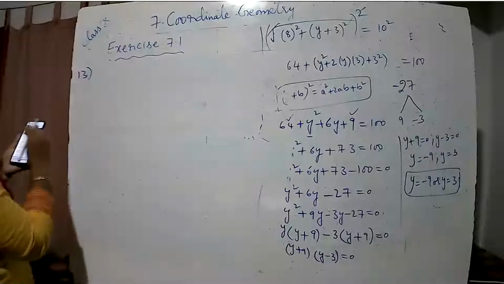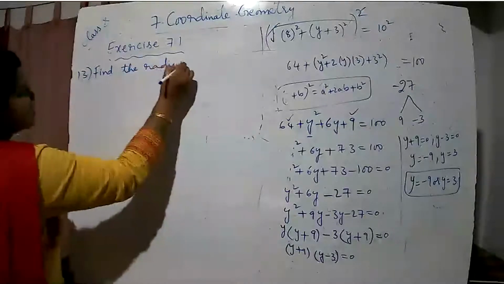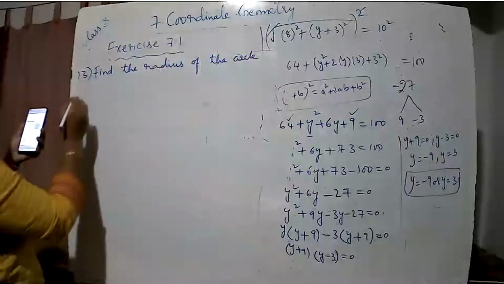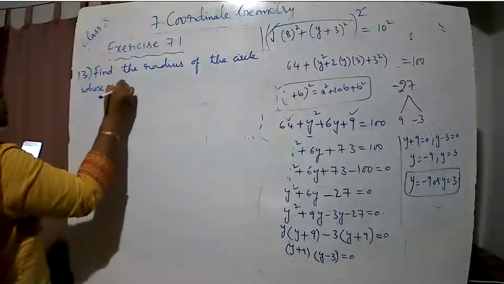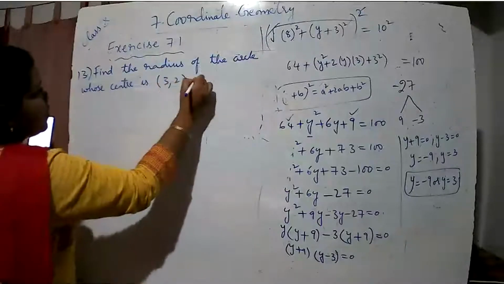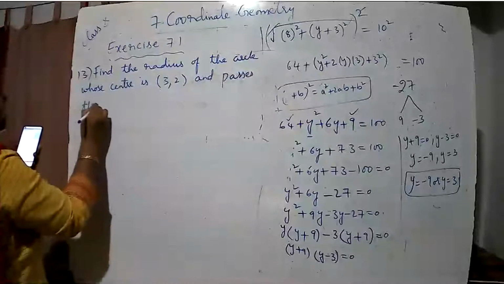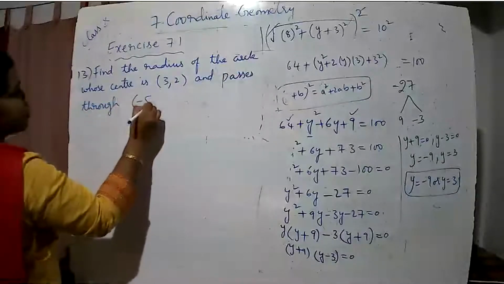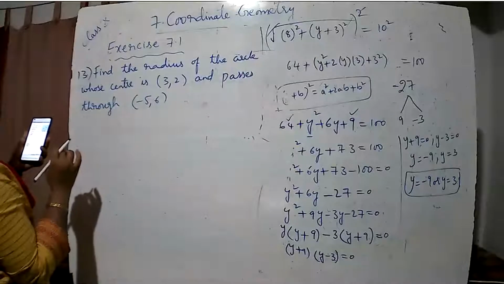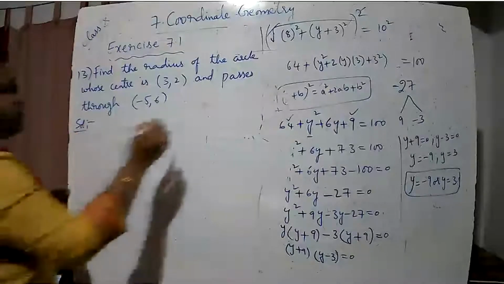The question is: find the radius of the circle whose center is (3, 2) and passes through (-5, 6). The question is, find the radius of the circle whose center is (3, 2) and passes through (-5, 6). So here what is he asking to find? He is asking to find the radius.